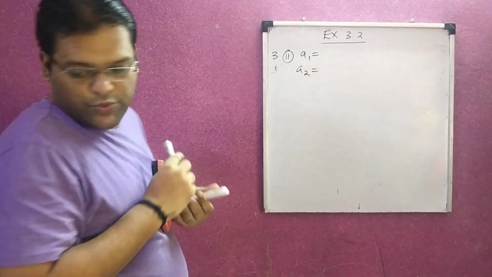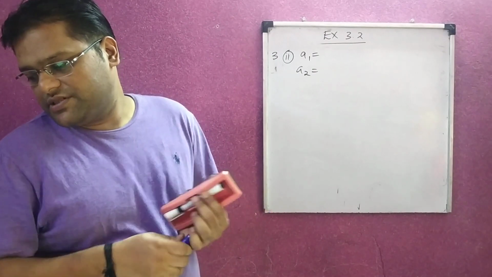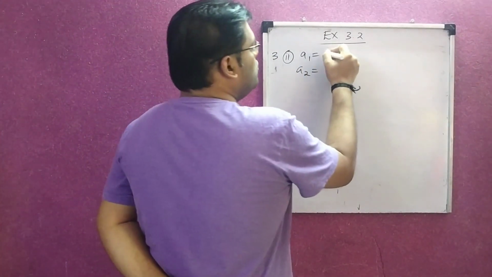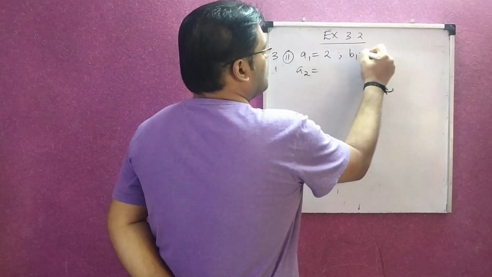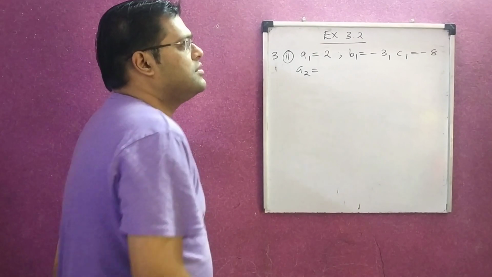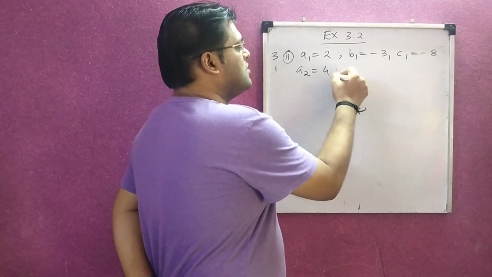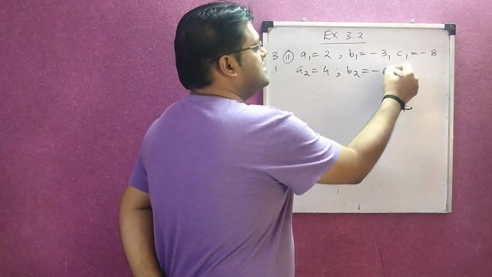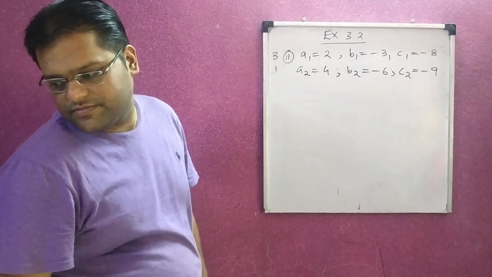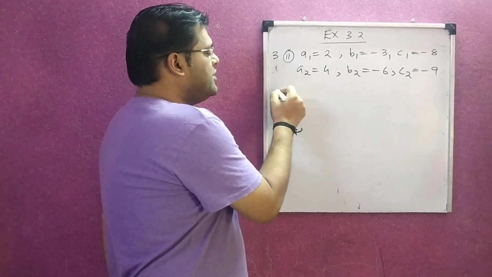Okay, question number 2. We look at the values which are given to us. A1, B1, C1 will be 2, minus 3 and minus 8. A2, B2, C2 will be 4, minus 6 and minus 9. Right? So first we go for A1 upon A2.